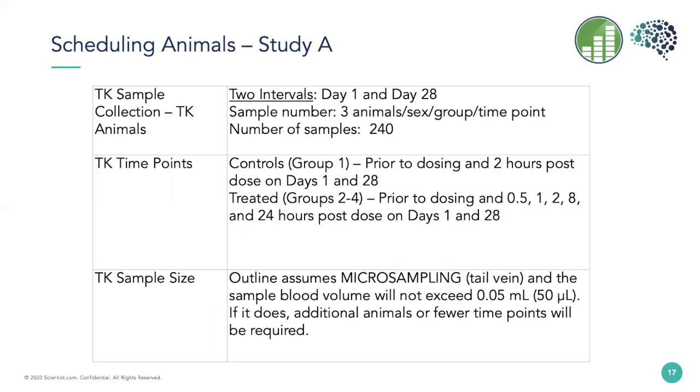So the TK portion of the protocol tells you which animals need bloods at each time point. So if you look here, it tells the intervals and the animals per sex per group. So if you're only bleeding 3 per sex per group, there are a couple of ways to approach the dosing. You could dose the animals with blood collections up front and try to consolidate the bloods.